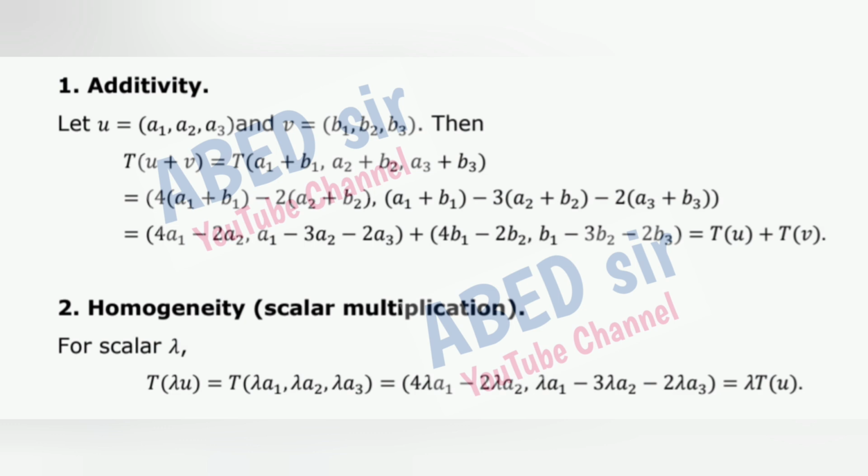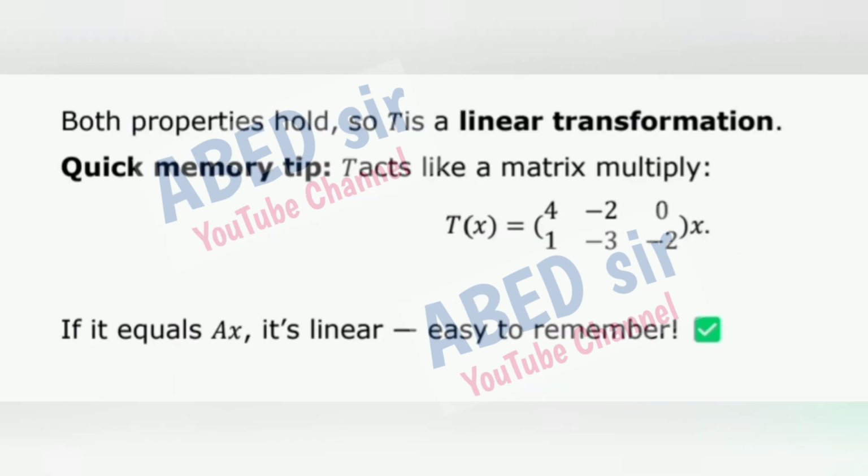Note: simplify the first component. 1. Additivity. Let u = ... Then homogeneity, scalar multiplication. For scalar lambda, both properties hold, so T is a linear transformation. Quick memory tip: it acts like a matrix multiply. If it equals Ax, it's linear, easy to remember.